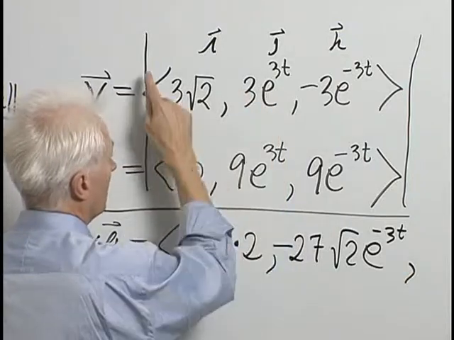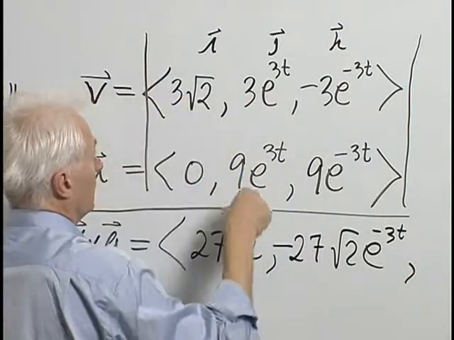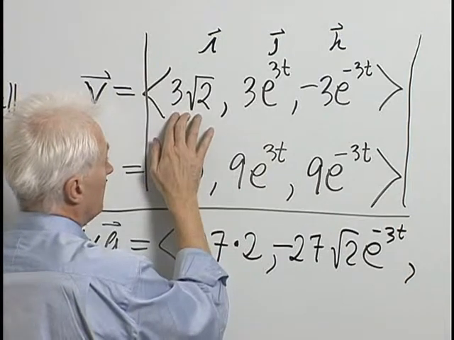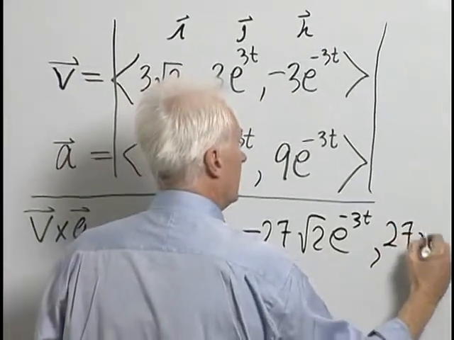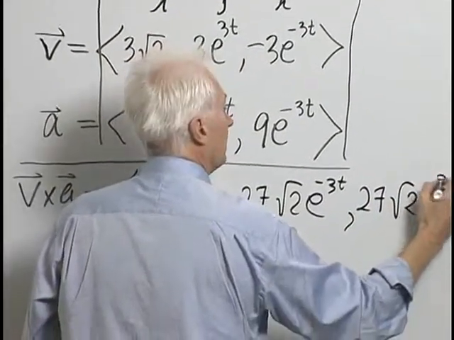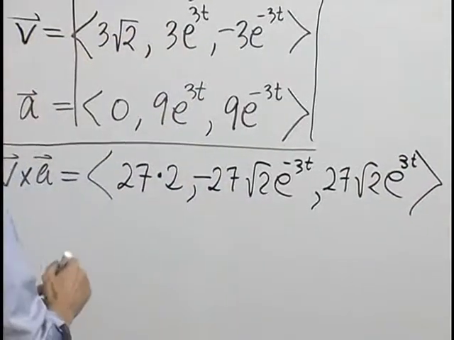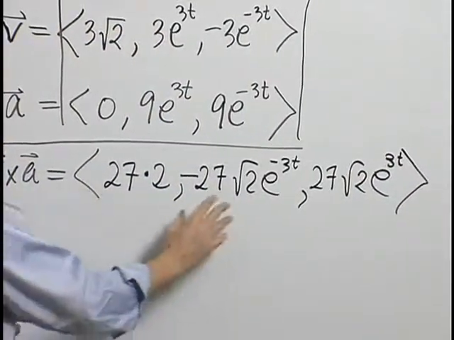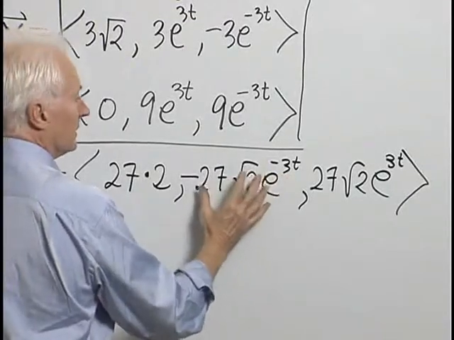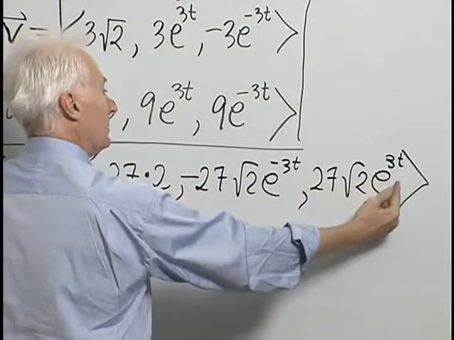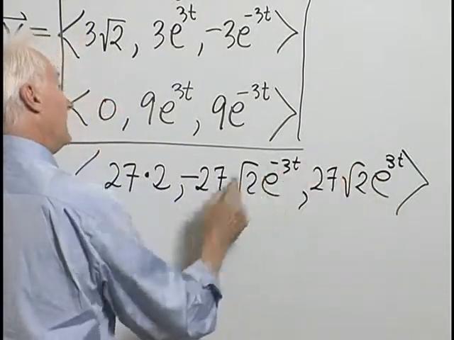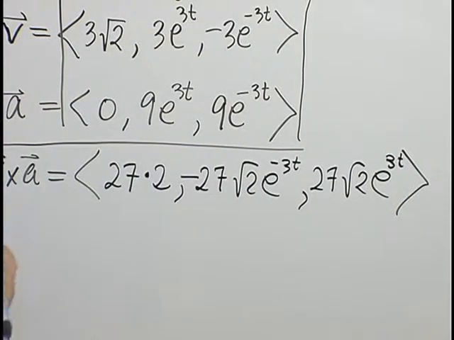Again, this product will be 0, so it's just the first one, which goes with the positive sign. 3 times root 2, 9e to the 3t, so again we get a 27 root 2, and here we have e to the 3t. Notice now, whereas before we had the e to the 3t in the middle component, now the e to the 3t is popped up in the last component, and it's e to the negative 3t that's in the middle component.